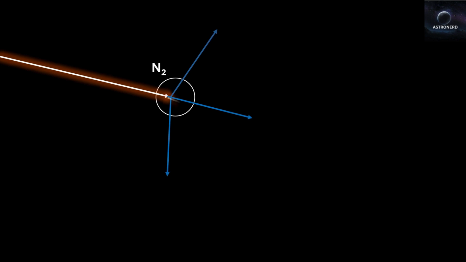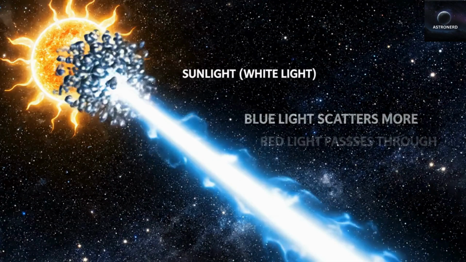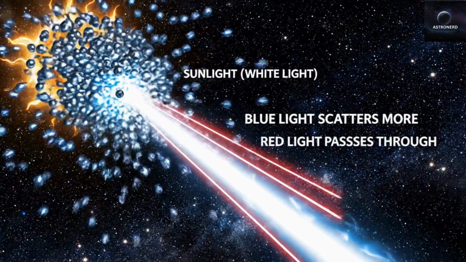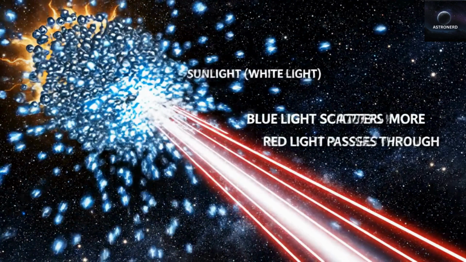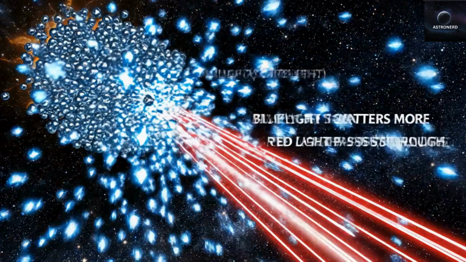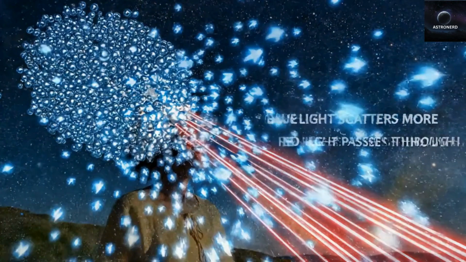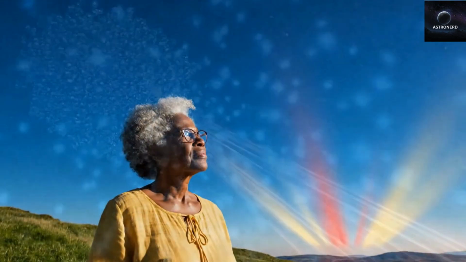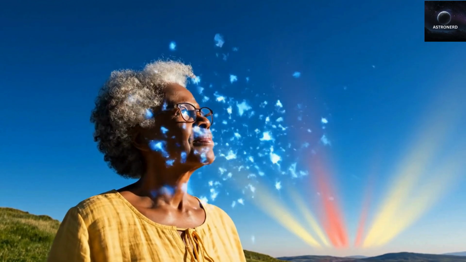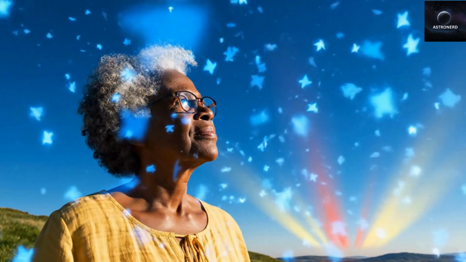Now, let's put everything together. Sunlight enters the atmosphere. The atmosphere contains tiny molecules. Those molecules scatter blue light much more strongly than red light. Some of that scattered blue light reaches your eyes. And because this scattering happens everywhere above you, the entire sky appears blue.